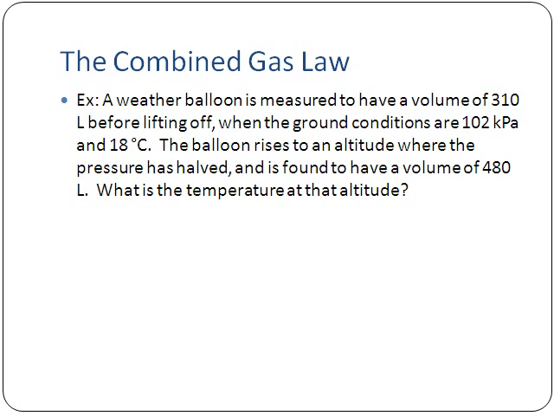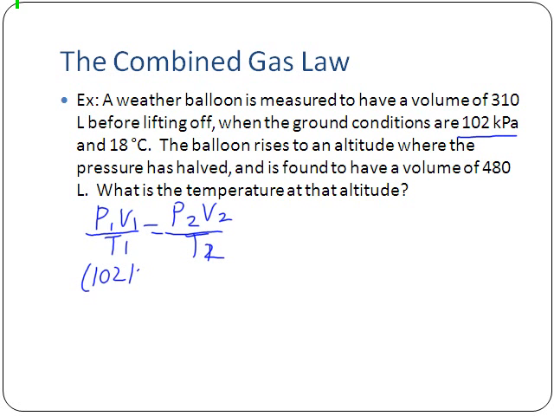Let's go ahead and set up our combined gas law. We know P1 V1 over T1 is equal to P2 V2 over T2. What's the original pressure of the weather balloon? It says 102 kilopascals. So we'd say 102 kPa times the original volume of the balloon. It has a volume of 310 liters. So times 310 liters divided by the original temperature, which is 18 degrees Celsius.